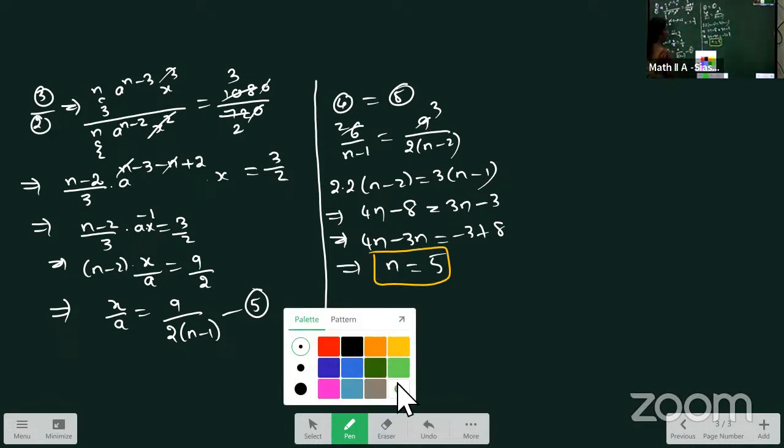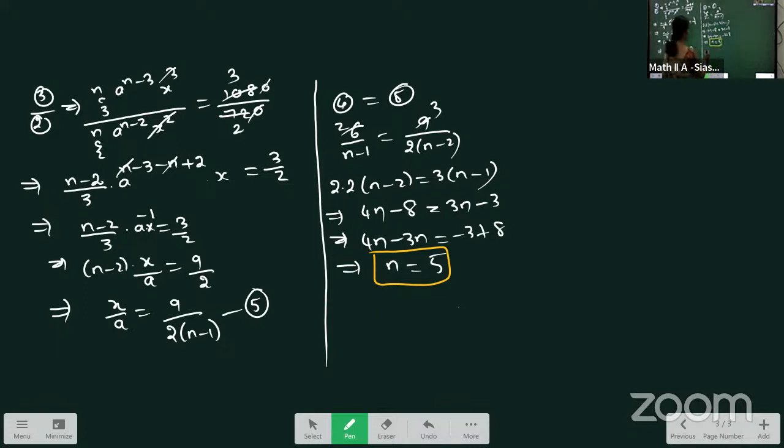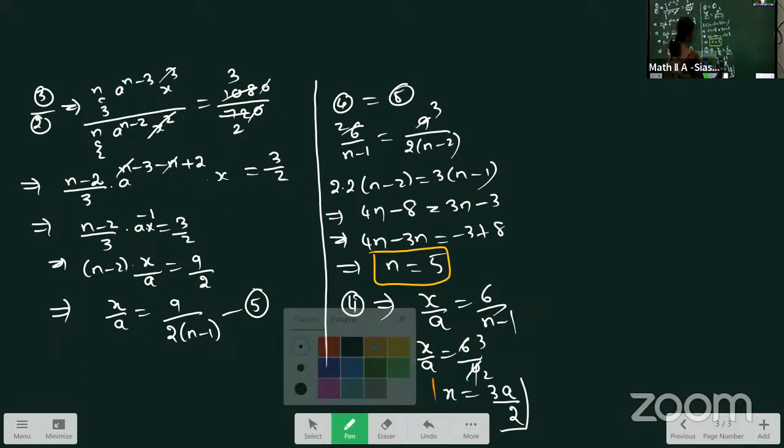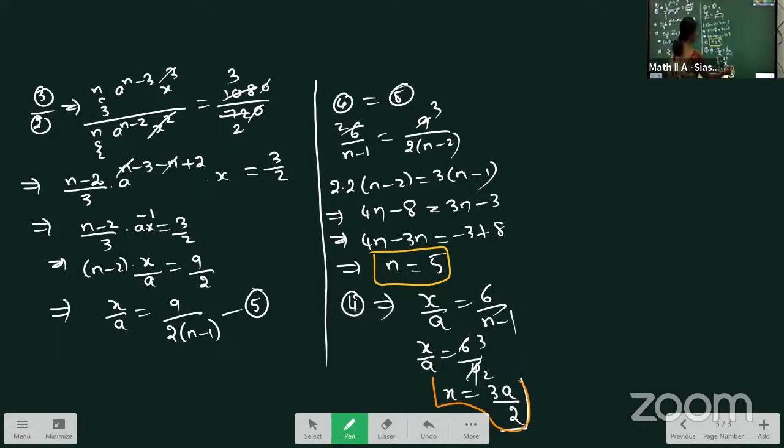Next, substitute n value in equation 4. What is equation 4? X by a is equals to 6 by n minus 1. Substitute n as 5. X by a is equals to 6 by 5 minus 1, which is 4. 2 2s are 2, 2 3s are 6. So x is equals to 3a by 2. Keep it aside. X is equals to 3a by 2.